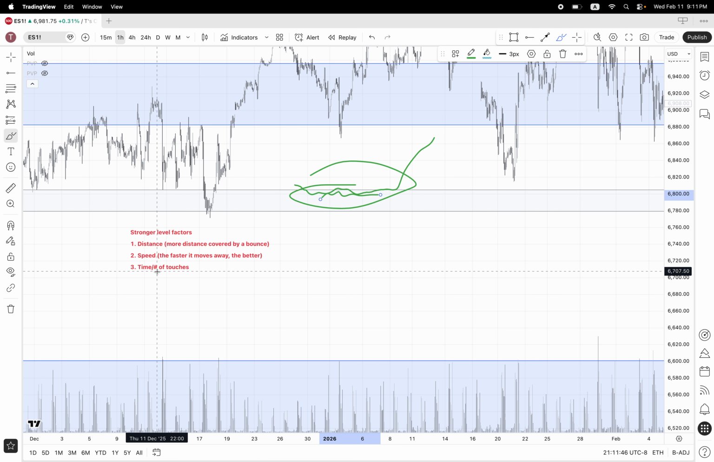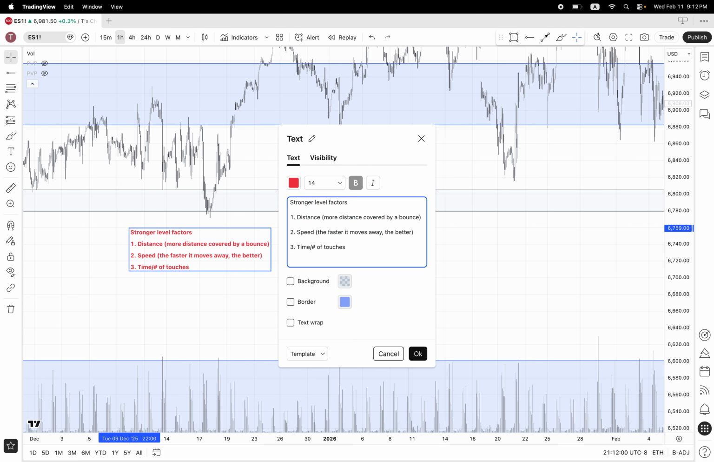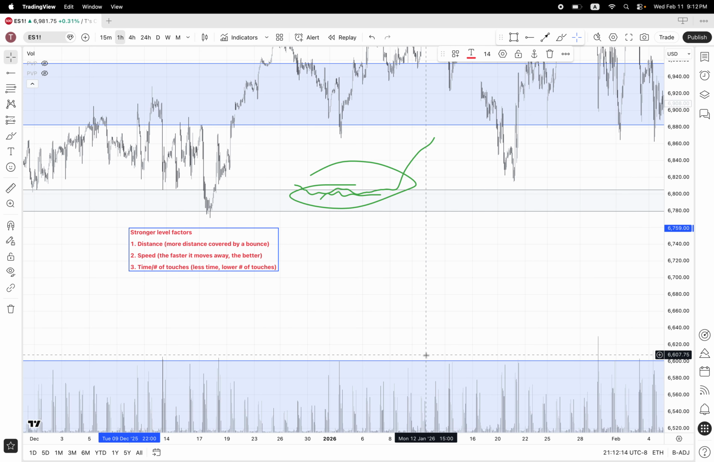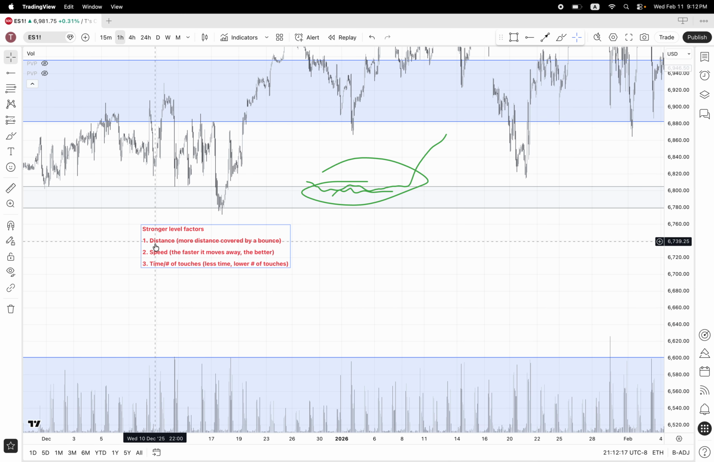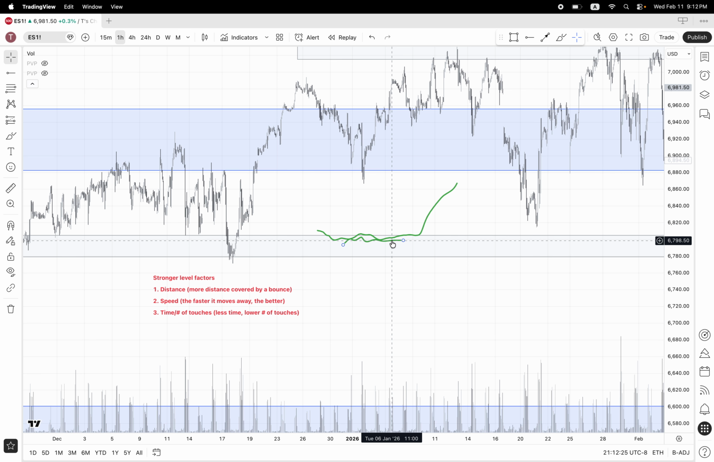So the more time, or the higher the number of touches that the level gets, the weaker the level is. So I'm gonna write, we need less time and we need a lower number of touches to that level. So these are the factors that I'm looking at when I'm analyzing the support and resistance levels, and I'm trying to determine if they're weak or if they're strong.